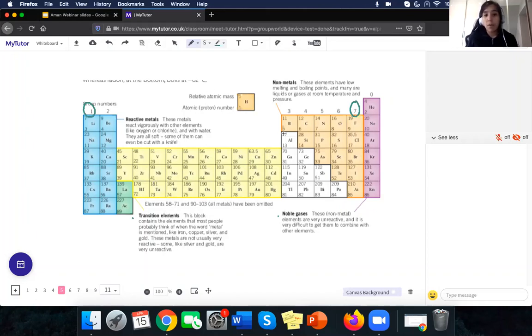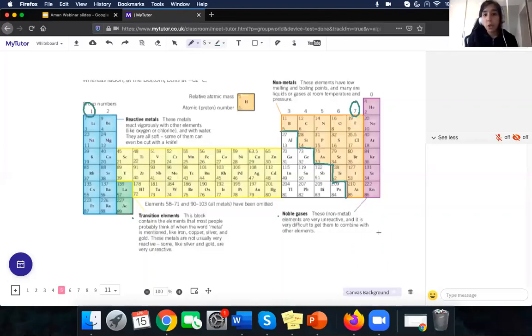And remember, I've talked about this zigzag line before. That's the difference between metals and non-metals. You don't need to know where it is, but if you have a rough idea, that can be helpful in the exam. So we'll be looking at the different properties of each of these elements and why they have those properties. But today we'll be looking specifically at the noble gases. So the noble gases are group 0, sometimes denoted as group 8.